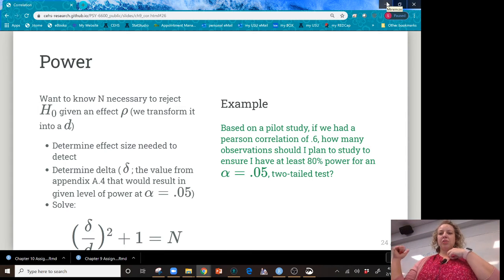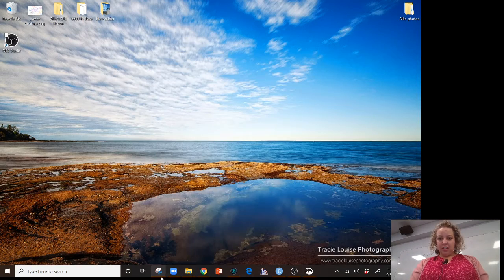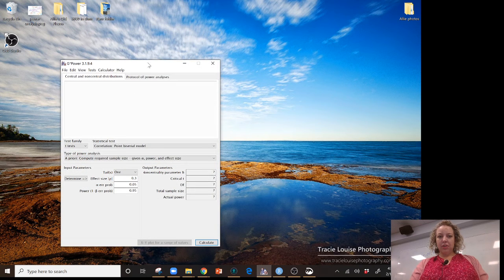So what are the important numbers we need to remember here? 0.05 is the alpha, 80% power, correlation, that's our effect size, is 0.6 based on pilot data, and two tails. So let's go to our G-power. So we said we're going to do a t-test, and we're going to do it for correlation.